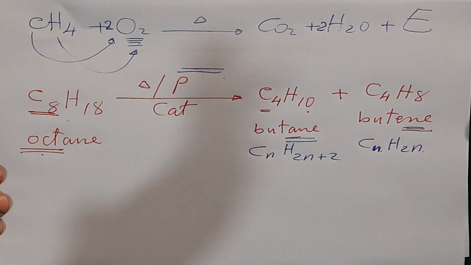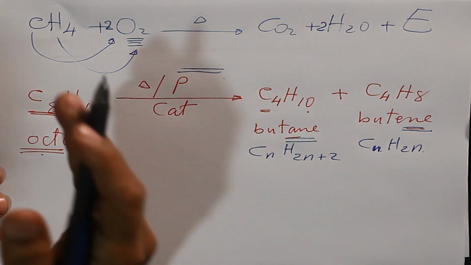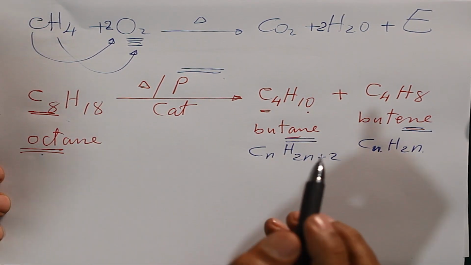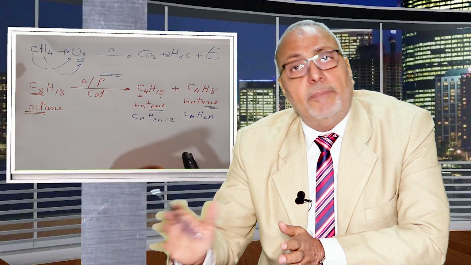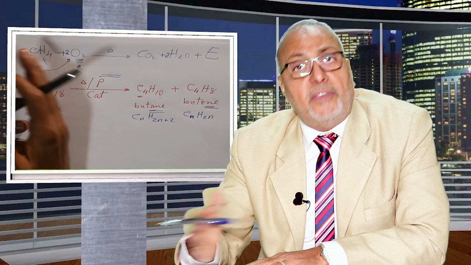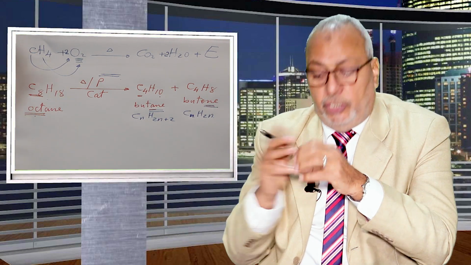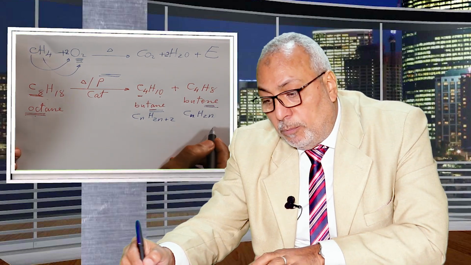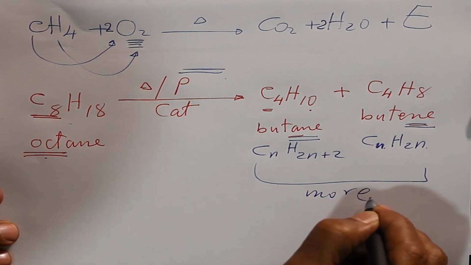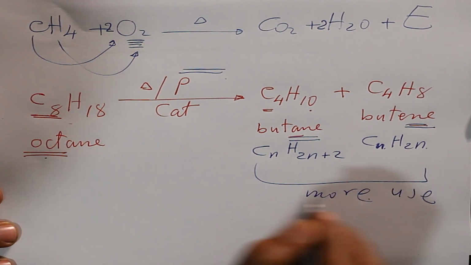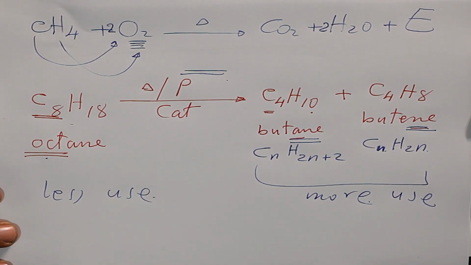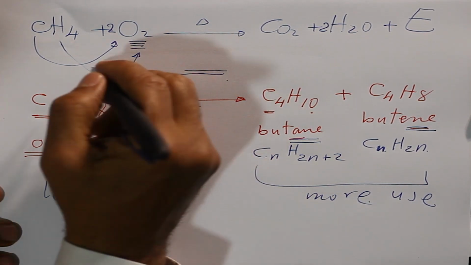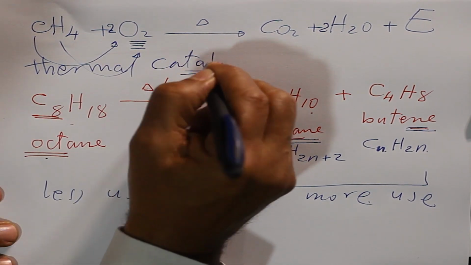Octane, by thermal catalytic cracking, we can make from it butane and butene. This process is very important because it will transfer long chain into small chain. Less use to more use. More important, more use, less use. It is the thermal catalytic cracking.